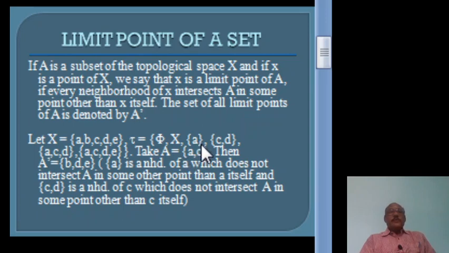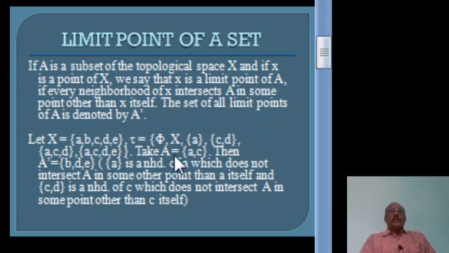Then what about B? The neighborhoods of B: capital X is a neighborhood, and capital X is the only neighborhood of B. And that capital X intersects A in some point other than B. Of course, X intersects A in A, and also X intersects A in the point C.